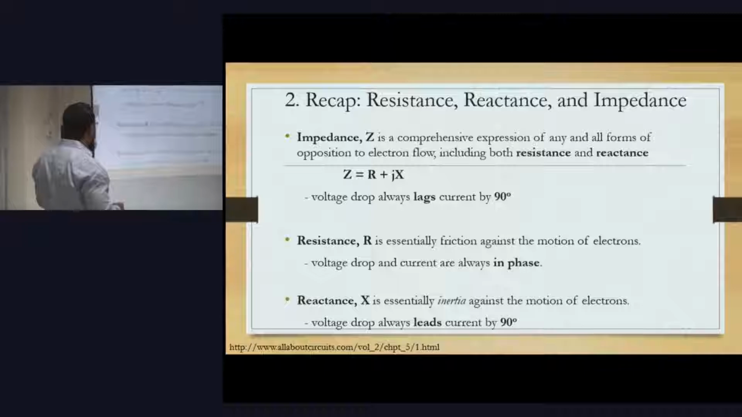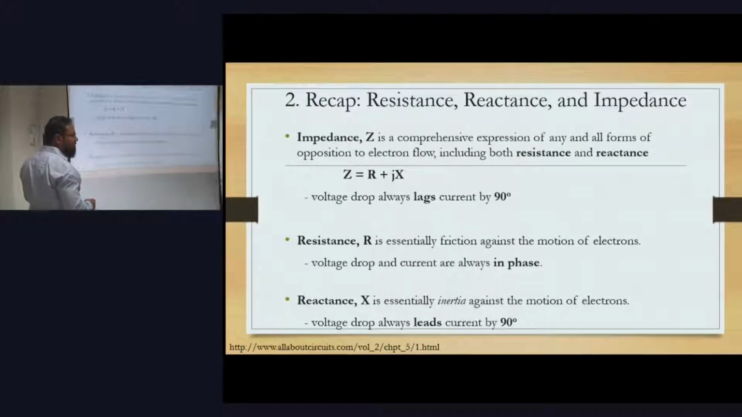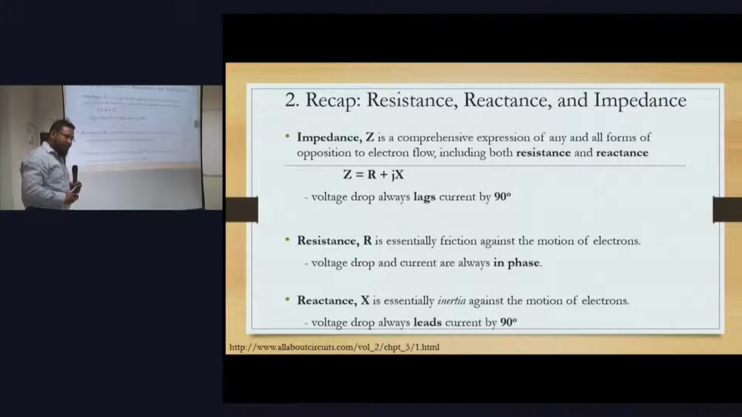Okay, whenever you have both a real part and an imaginary part, it's typically called impedance. This imaginary part, you already realize, comes from capacitors or inductors. And the real part is obviously from resistances and nowhere else, just pure and simple resistance. If you want to refer to just the imaginary part, which comes from the inductor or capacitor, we call it reactance X. The reactance X is essentially inertia against the motion of the electrons.